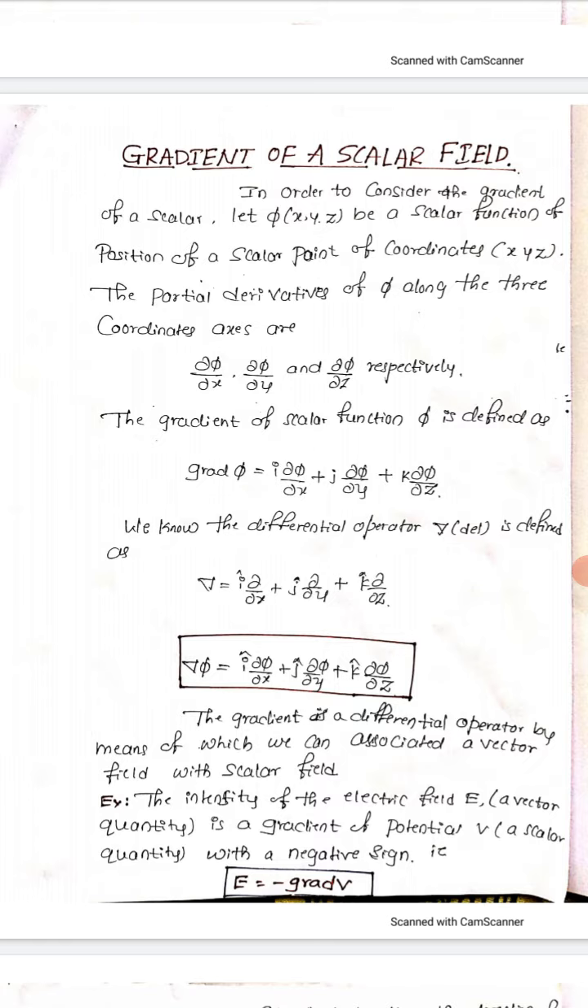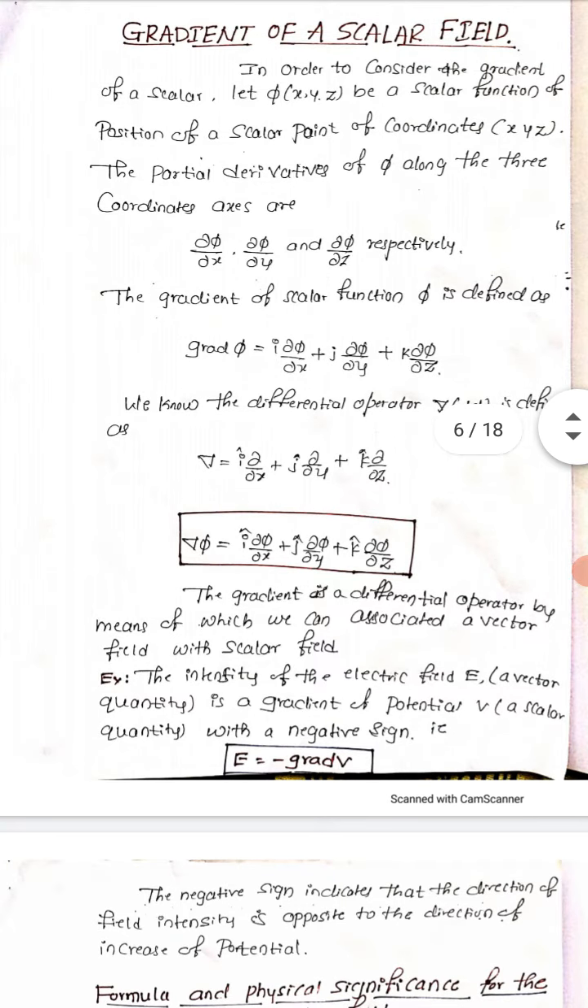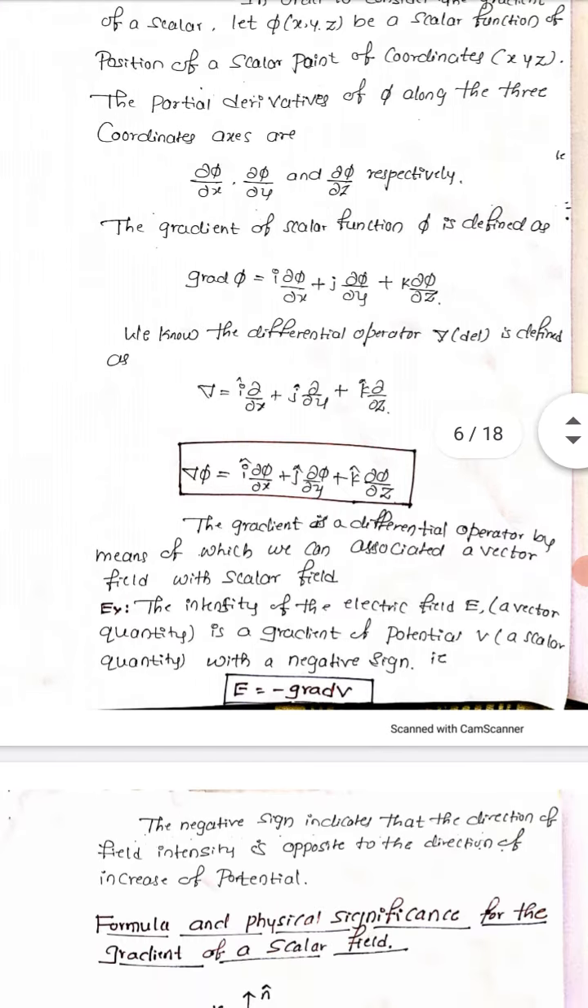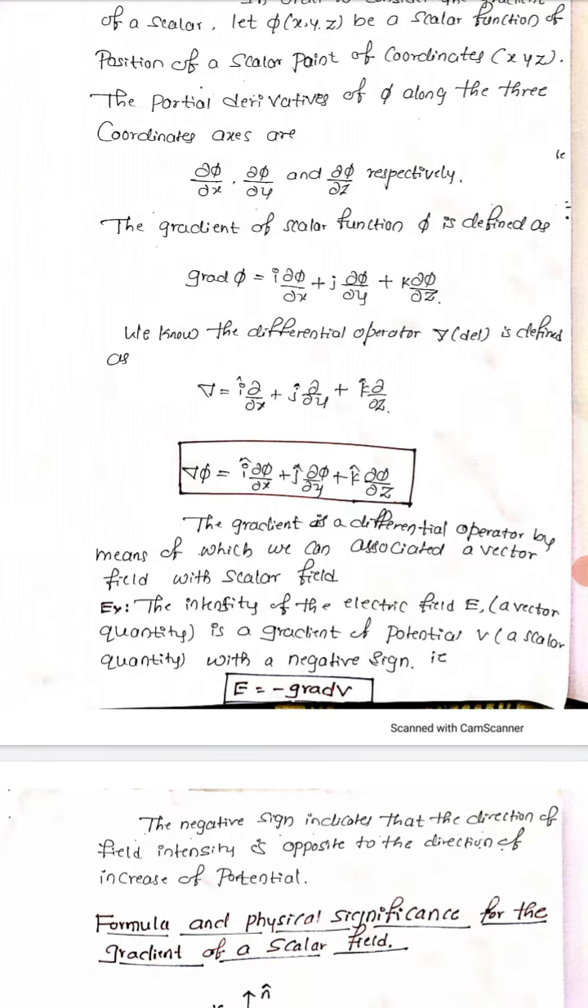The gradient of the scalar function psi is defined as grad psi equals i ∂ψ/∂x plus j ∂ψ/∂y plus k ∂ψ/∂z. We know the differential operator gradient or del is defined as del equals i cap ∂/∂x plus j cap ∂/∂y plus k cap ∂/∂z.